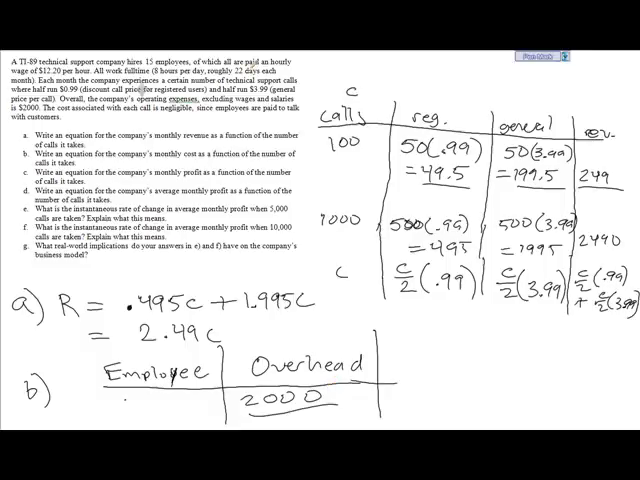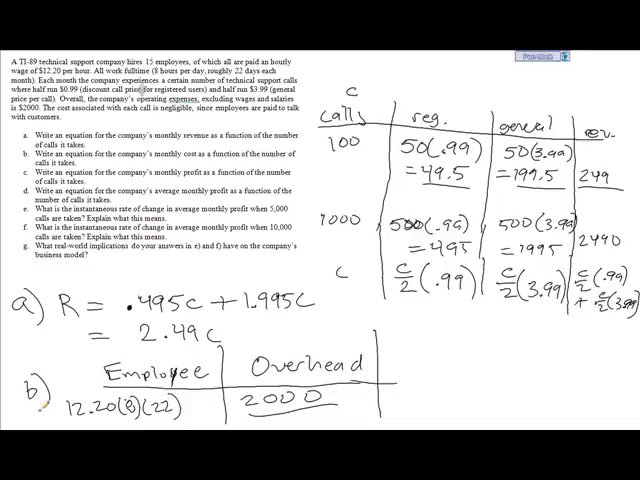And they have 15 employees. They're paid $12.20 per hour each, and they work for 8 hours per day, 22 days each month. Okay, so that means that they'll earn $12.20 for 8 hours for 22 days in that month, because I want to figure out their monthly costs.